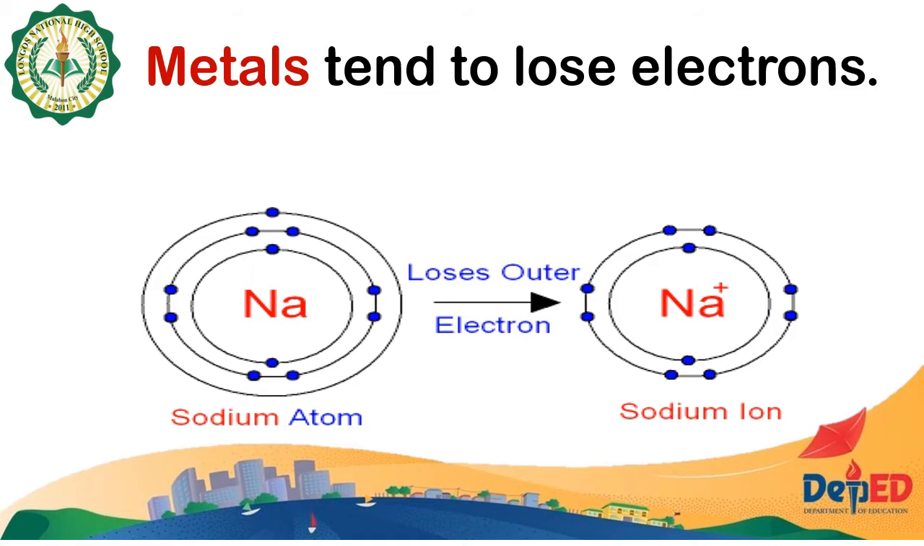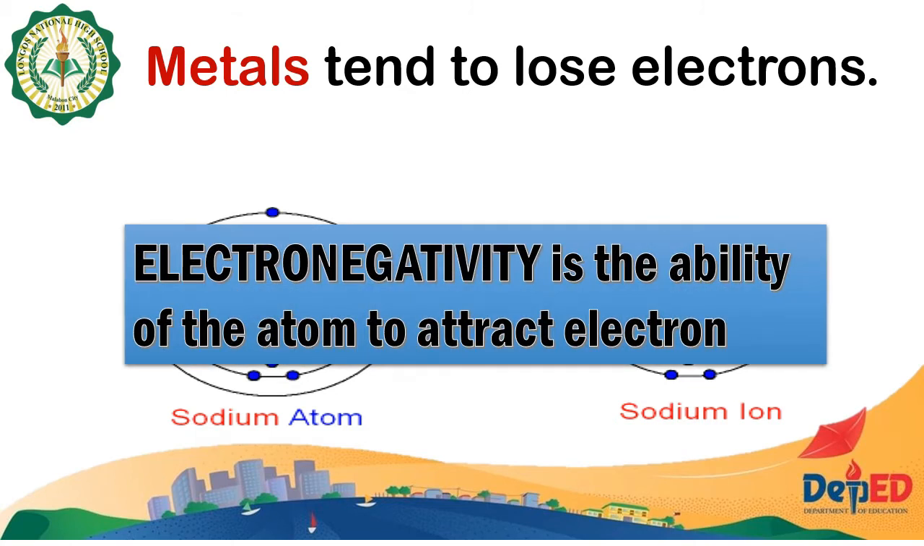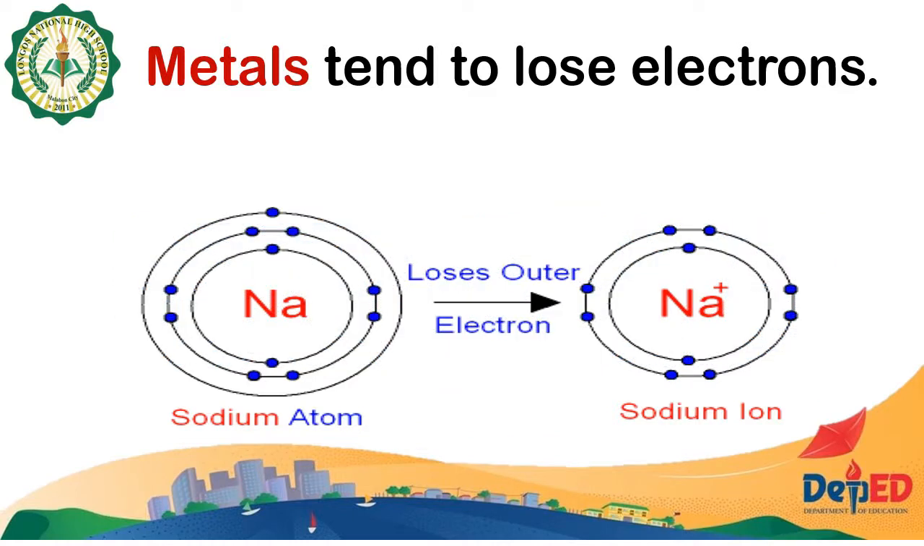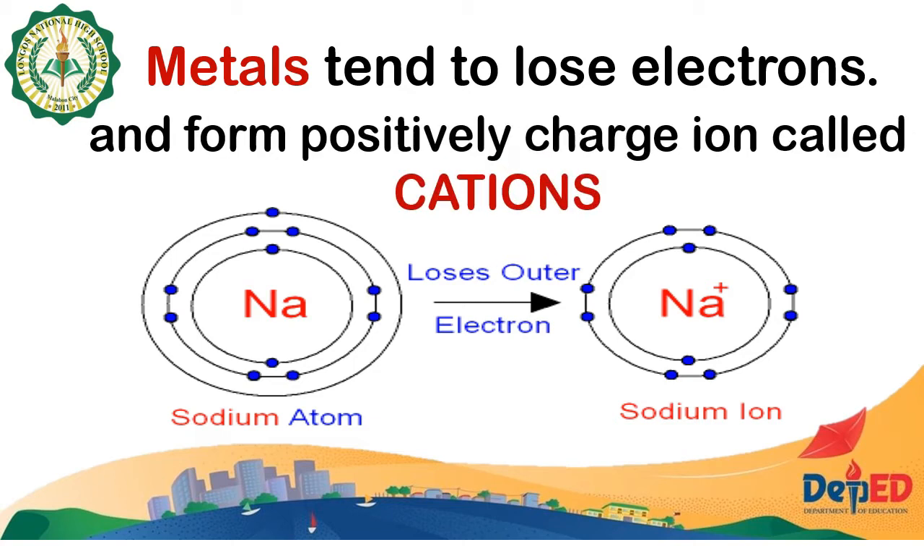Metals tend to lose electrons. Metals have a low electronegativity. Electronegativity is the ability of the atom to attract electrons. When sodium loses electrons, it will form a positively charged ion. A positively charged ion is called a cation.